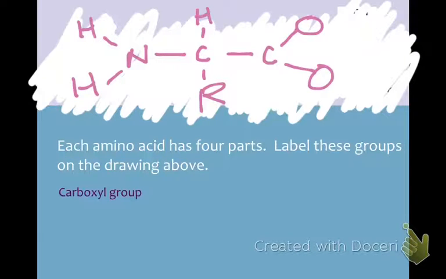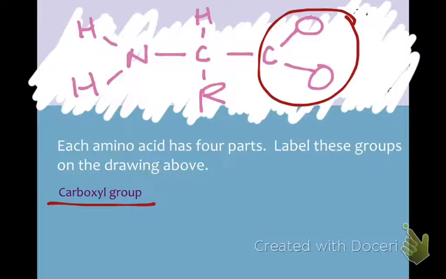So the first part of this molecule that you need to circle and label is the carboxyl group. This part on the far right-hand side is the carboxyl group. Okay, so on your picture in your lecture notes, the far right-hand side, those three circles, circle them and label it the carboxyl group. Are we good?